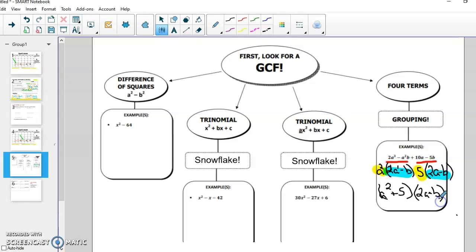So that's a quick little recap. My handwriting was terrible on that first a squared, so let's go ahead and fix that for you. That's a quick little recap of our factoring by grouping.